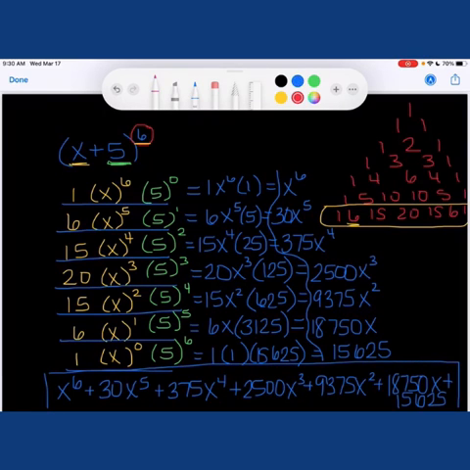Now, one thing to look out for is if this sign is minus, then your signs would alternate. The first one would be positive, then the second is negative, then positive, then negative, positive, negative, positive. So just watch out for that if it is a negative.